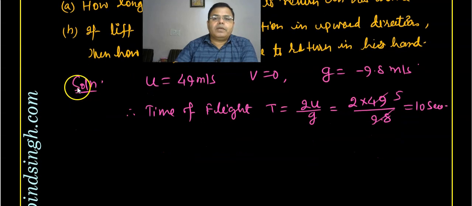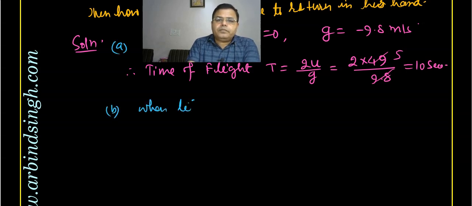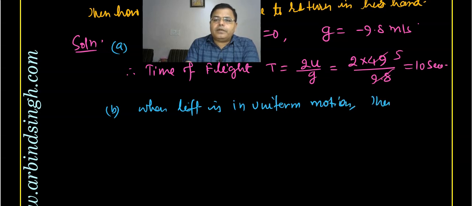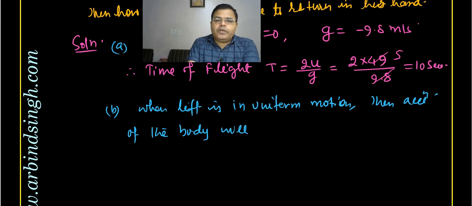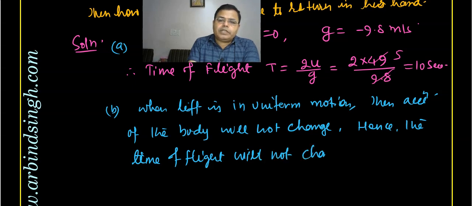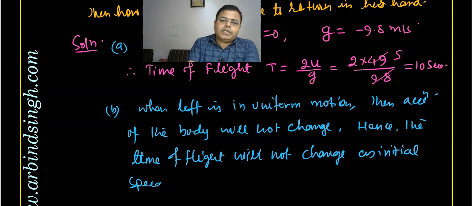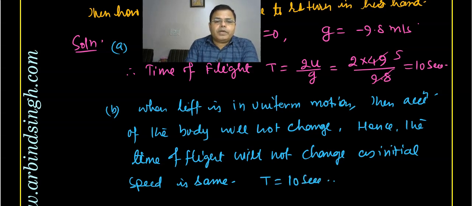That will be the answer to question A. Now, when the lift is in uniform motion, then the acceleration of the body will not change, and hence the time of flight will not change, as the initial speed is the same. So it will again be t equal to 10 seconds in that case also. I hope you got it, isn't it?